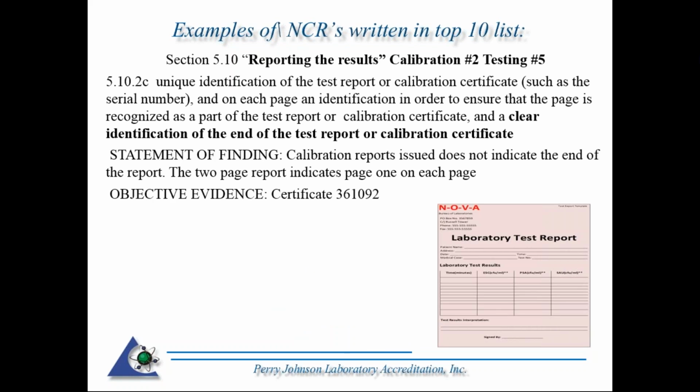Okay, an area that was up the top of the list is section 5.10, which is reporting the results. As you can see, that was number 2 in calibration, number 5 in testing. So I always, when I explain, typically go over section 5.10 last. It's the very last thing. That's the end product. That's what you're producing. That's the report of test, calibration certificate.